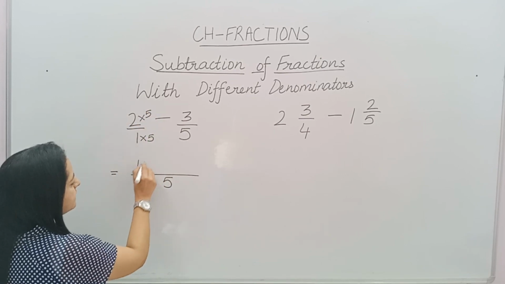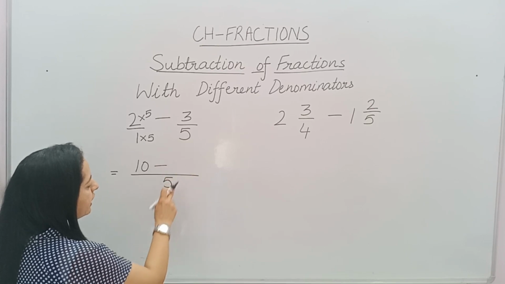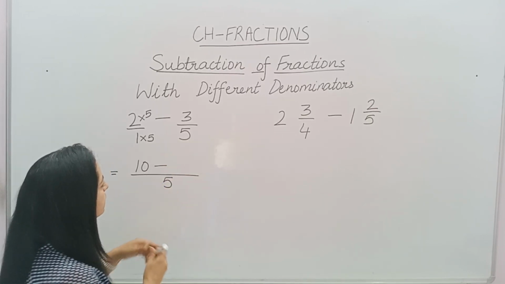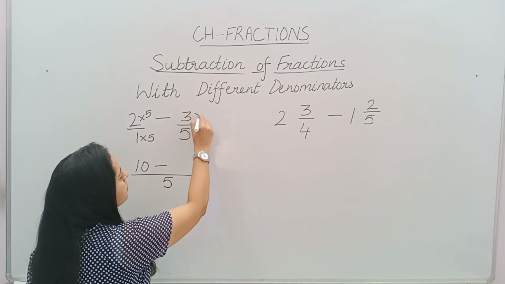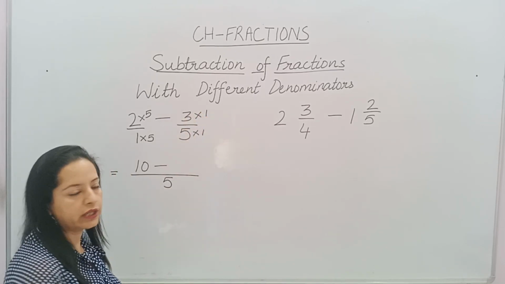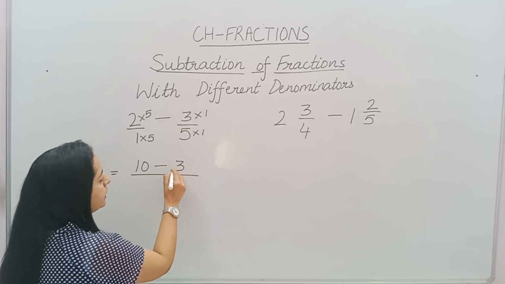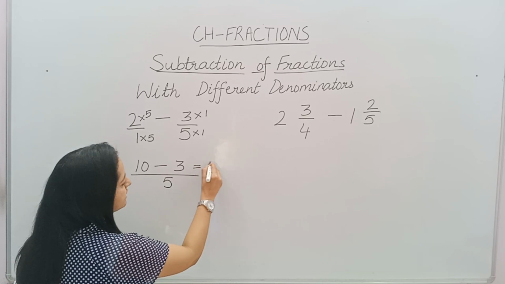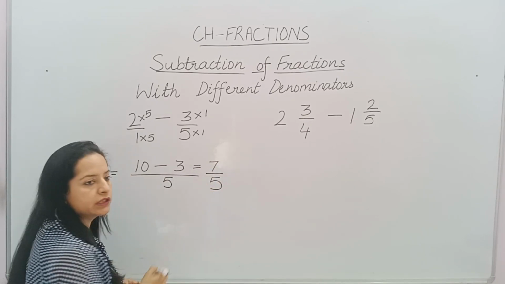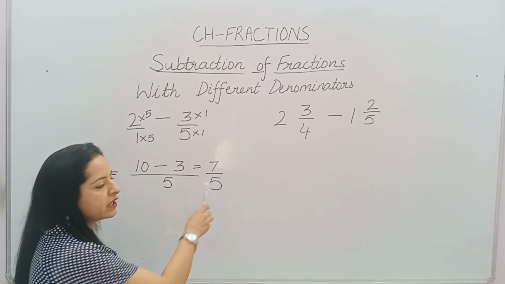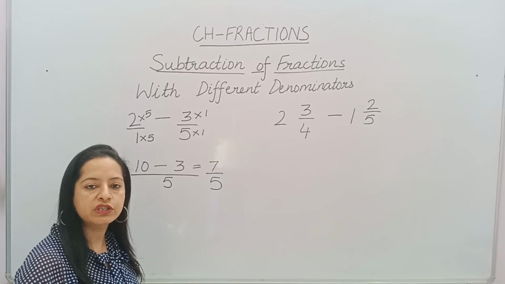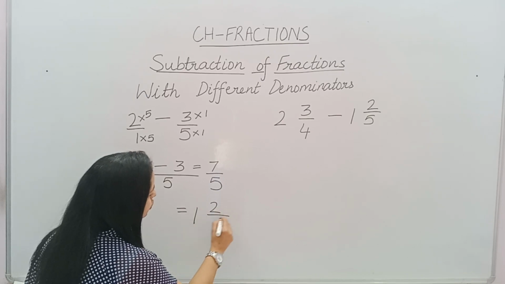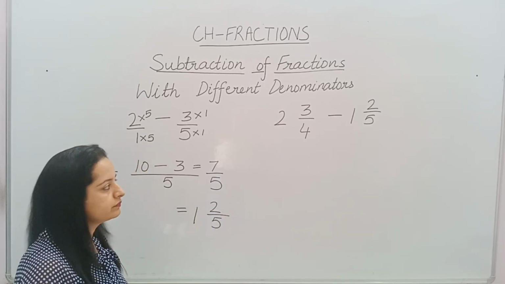2 fives are 10, minus. Now with which number shall we multiply 5 to get 5? So we multiply 5 by 1. So we multiply the numerator also by 1. 3 ones are 3. Now 10 minus 3 is equal to 7. So we get 7 upon 5. Now 7 upon 5 being an improper fraction, we change it to a mixed fraction. So we can write it as 1 whole number 2 upon 5.